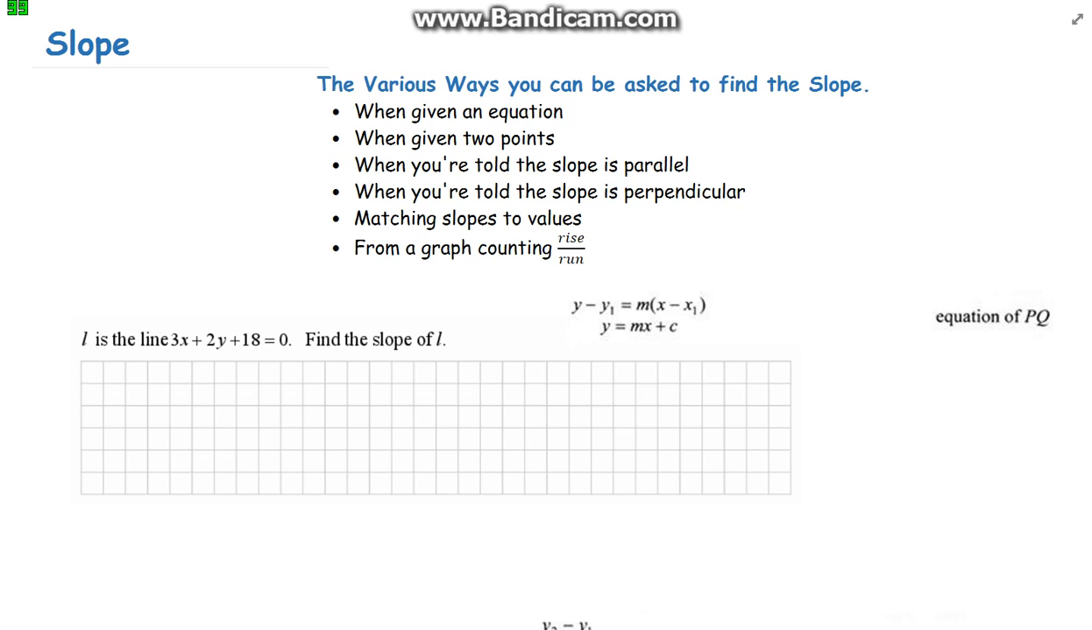Okay, so we're going to look at the slope. There's loads of different ways they can ask you about the slope. I think I have a lot of them here. There's 6 of them. So what we'll do in this video is go through each of the ways they could ask you to identify the slope.